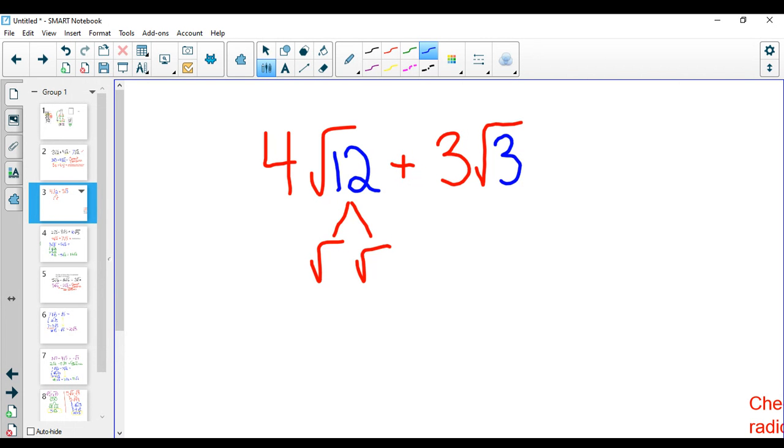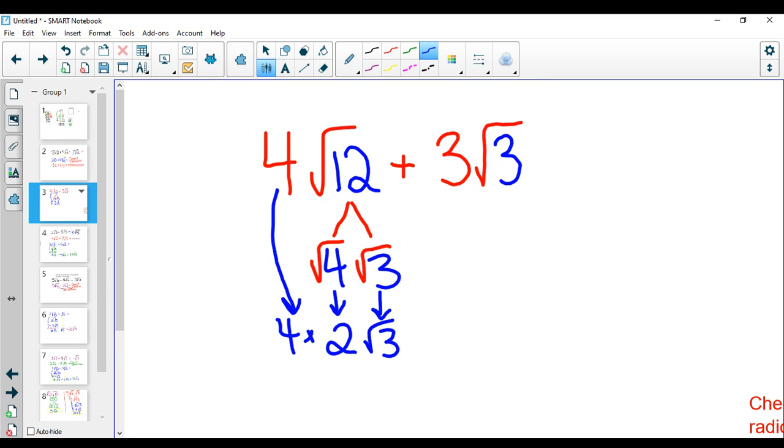So 12 breaks down to 4 times 3, 4 being the perfect square, 4 becomes 2. Bring down the radical 3 without changing it. And this 4, don't forget about it, needs to be multiplied to the 2. So 4 times 2 gives you 8. Just bring down the radical 3, that doesn't change.